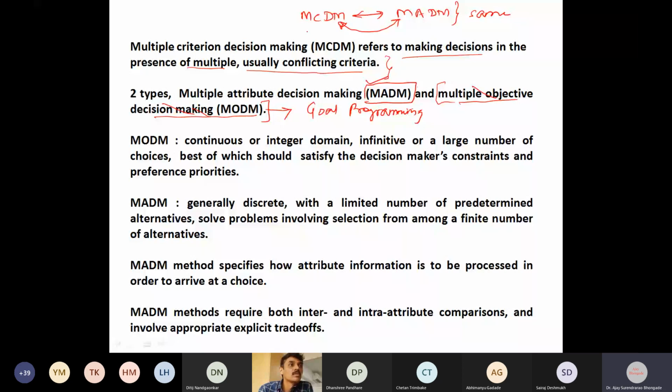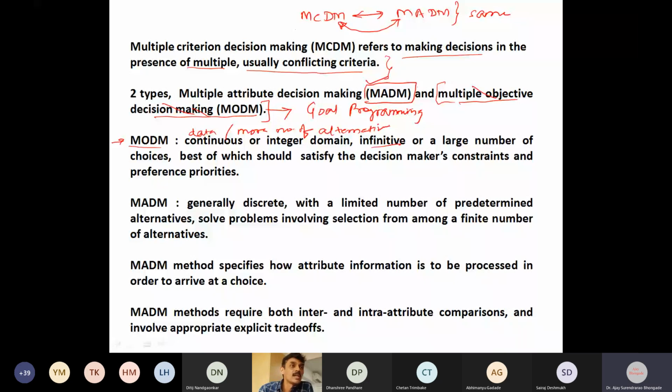MODM is a continuous or integer domain, right? The data which has been given to you might be discrete data or continuous data, so data itself can vary. It could be infinite, or a large number of choices are there, so more alternatives. And the best of these should satisfy the decision makers' constraints and the preference priorities. Then we have to decide.